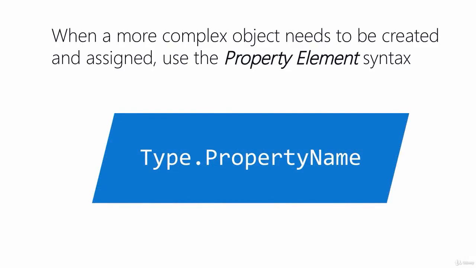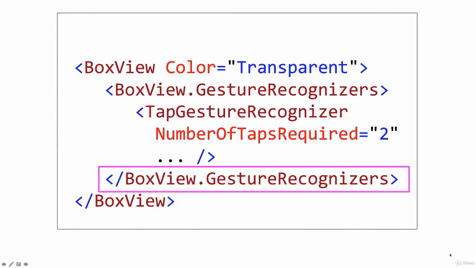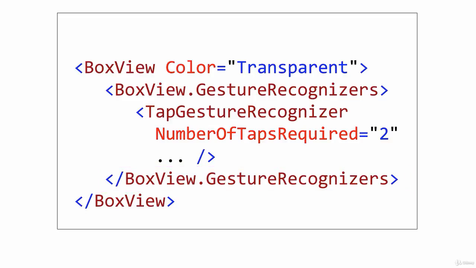This is called the property element form, and it involves breaking the property setter out into the parent-child form where the property name is expressed in an element tag with the name type.propertyName, as shown here with the BoxView.GestureRecognizer. The child tag is then expressed as an element tag, which creates the object and assigns it to the property.